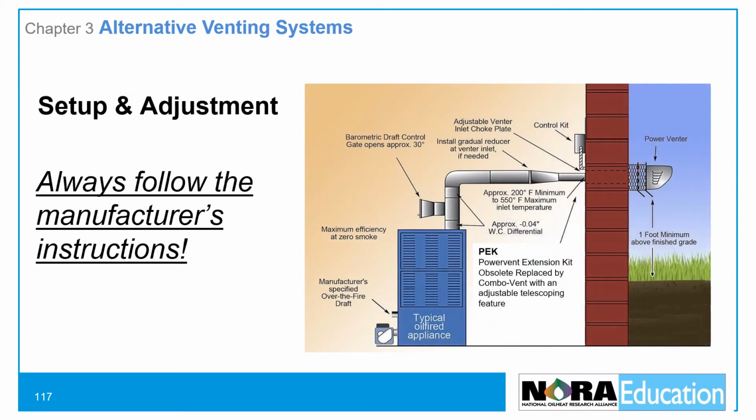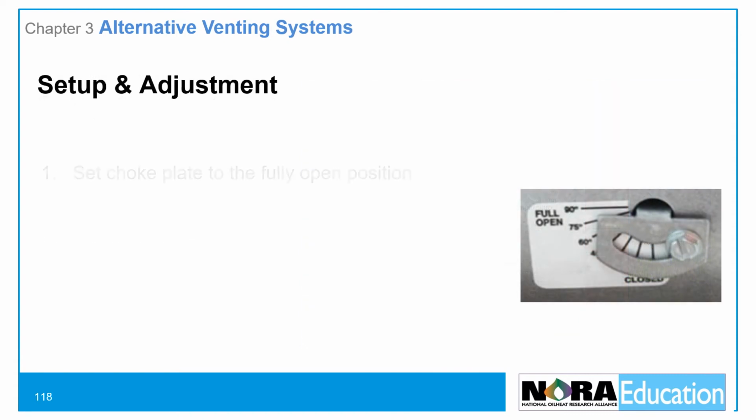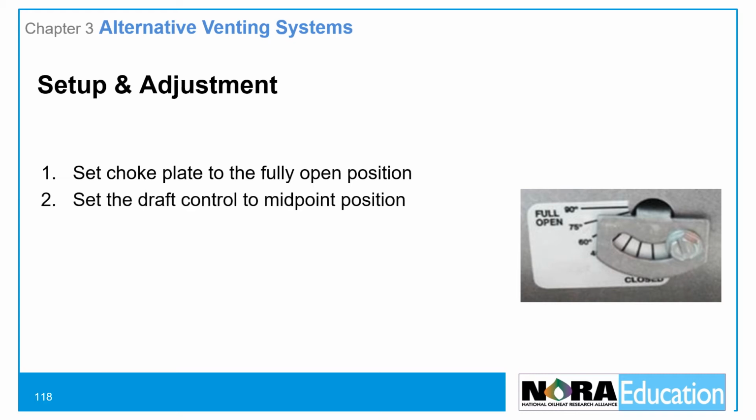The proper procedures for adjusting a power venter are found in the manufacturer's instructions, and typically they include the following. Set the choke plate on the power vent to its fully open position. Some power vent systems have the choke plate on the inside of the power vent unit, and some are adjusted on the outside of the building at the power vent. Set the control adjustment to its midpoint position.